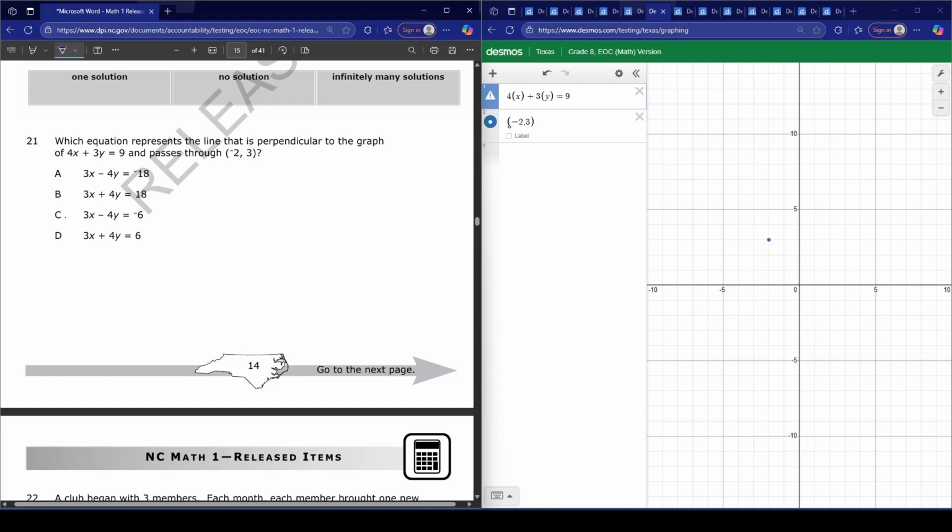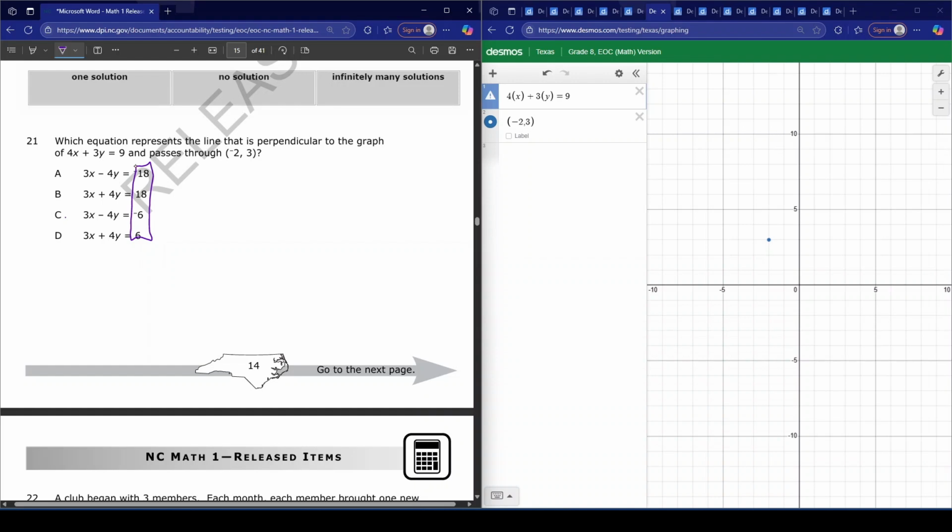Question 21. Which equation represents a line that is perpendicular to the graph of 4x plus 3y equals 9 and passes through negative 2, 3? Okay, so we can't actually put any of these equations into the graph because, again, we don't really have time to be putting all of these equations into y equals. More importantly, because, spoiler, they won't actually equal out to the numbers they say.